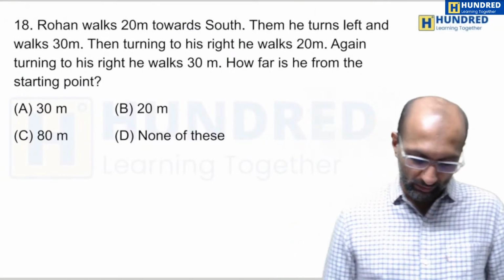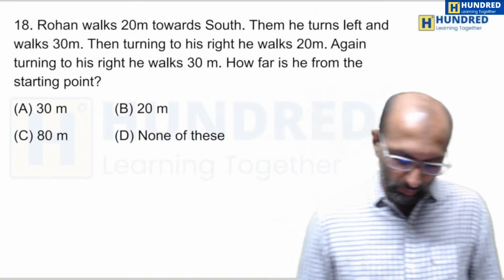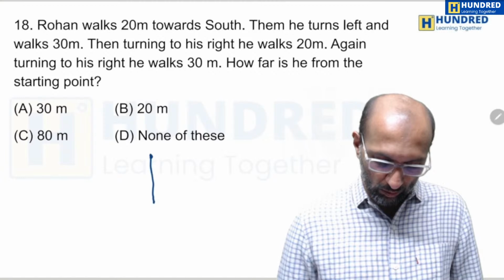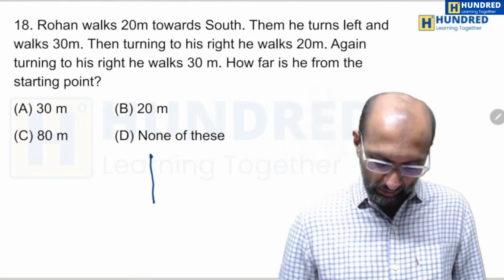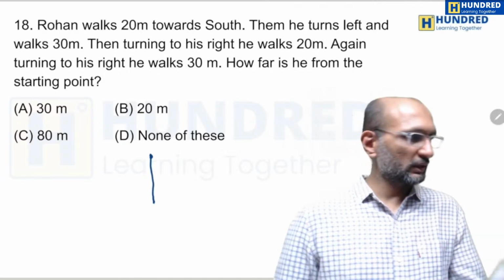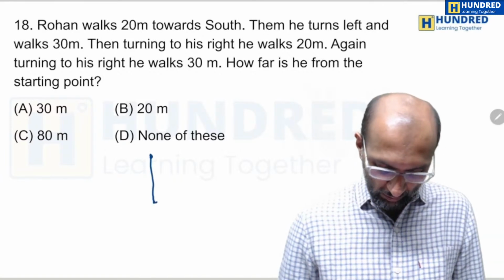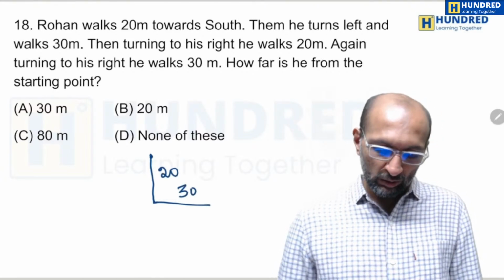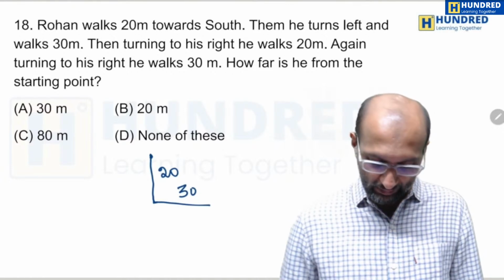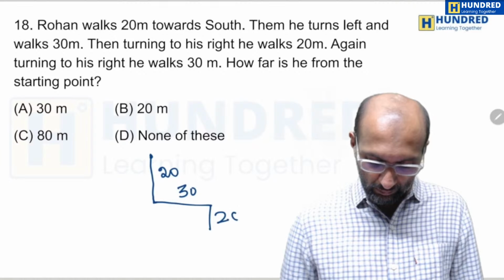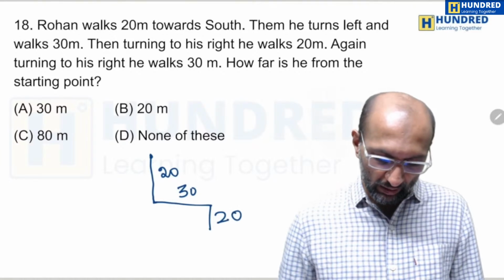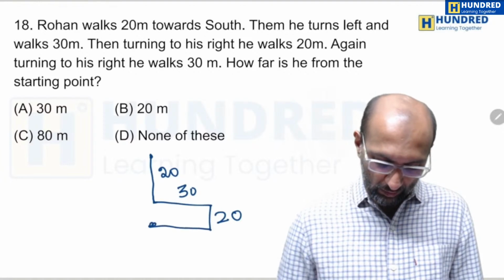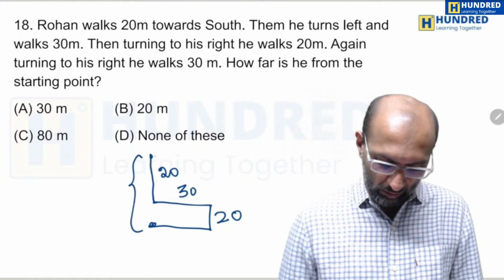Oh, this is walking. Okay, good. Rohan walks 20 kilometers towards the south. Then he turns left and walks 30. Then he turns right and walks again, then turns to his right again and walks 20. Again turning to his right he walks 30. This is his point. So from the starting point, what is his position?